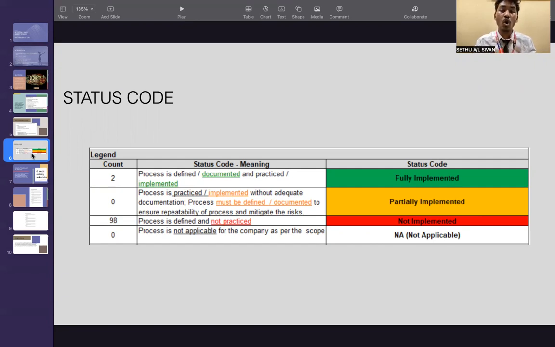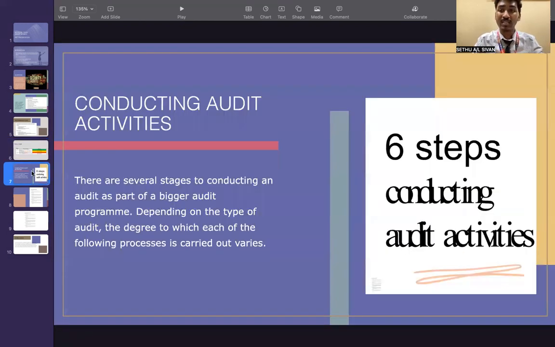So next was not applicable. Process is not applicable for the company as per the scope. So next we're going to look at the 6 steps of conducting audit activities. So conducting audit activities, right?